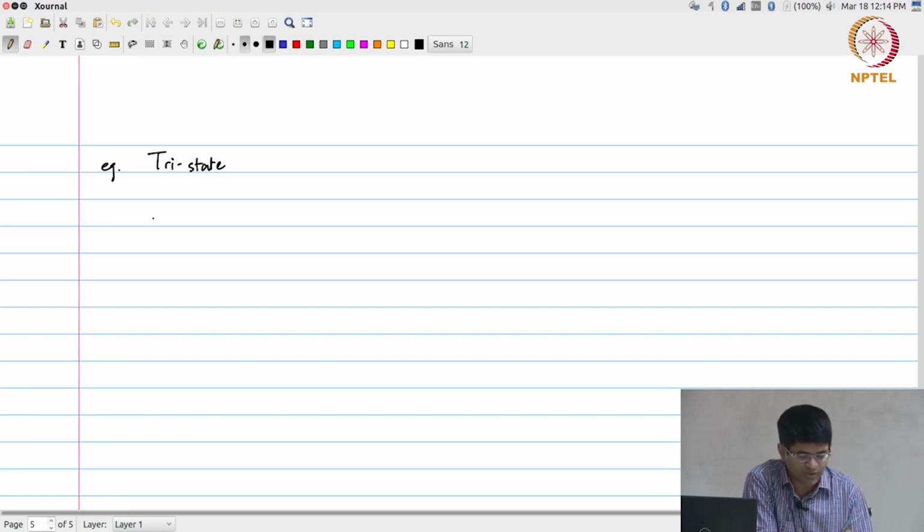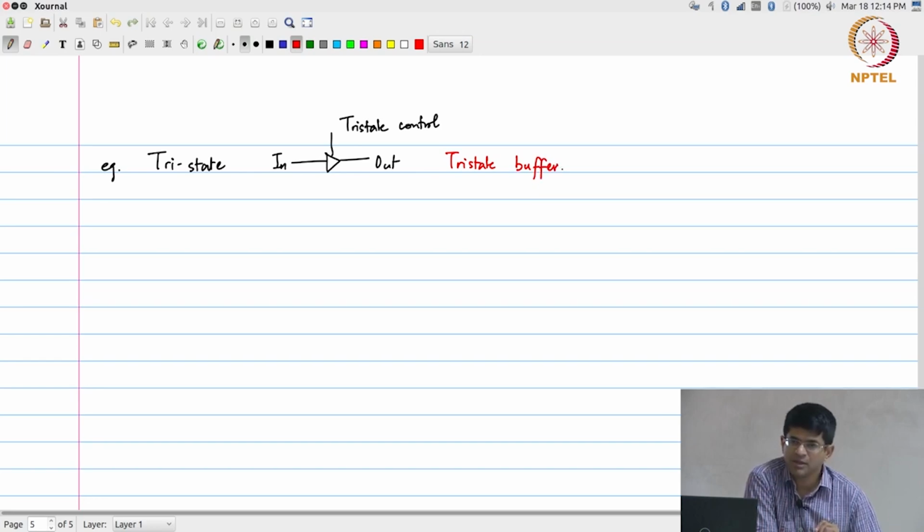Okay. The normal symbol that is used for that would be something like this. Okay. So, this is the tri-state control, this is input, this is output, this is essentially a so called tri-state buffer, right. Implementing this is actually very straightforward in CMOS logic, it is possible to do it without too much difficulty, right. You just need a couple of extra transistors on top of what you would have for a basic CMOS inverter, and you can get an inverting tri-state buffer very easily.